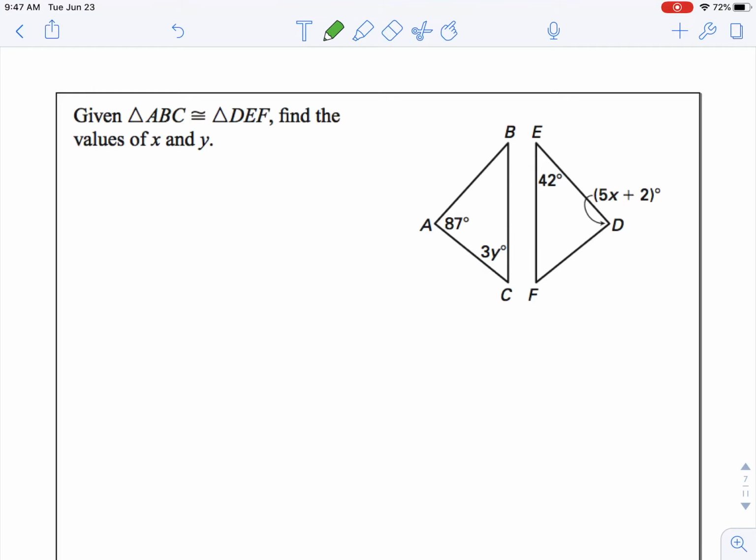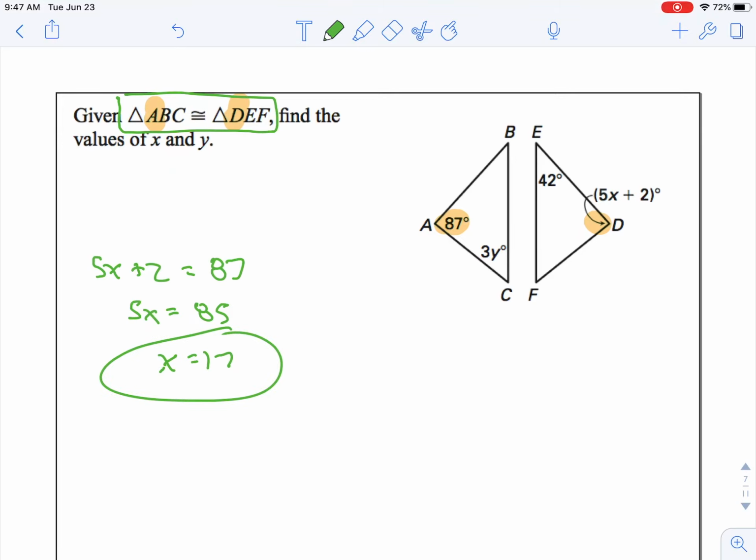All right, so now let's see about this one. Again, given this congruent statement that these two triangles are congruent, find the values of x and y. So from this statement, I can see that A is congruent to D. So angle A is congruent to angle D. So I can actually find x pretty easily by simply taking 5x plus 2 and setting it equal to 87. So that gives me, when I subtract, 5x equals 85 and x equals 17 when I solve.